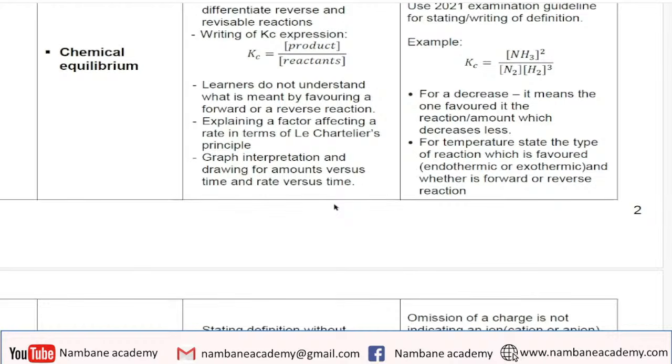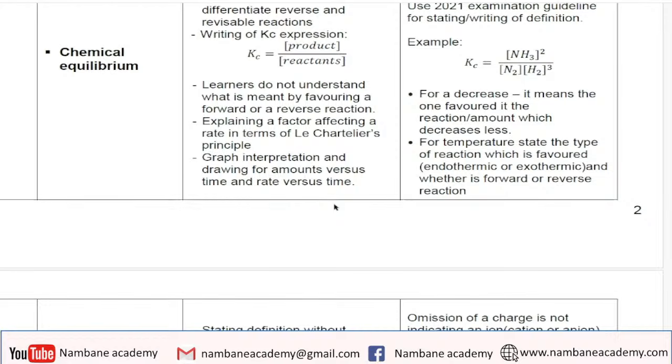So even here, with the response of the reaction, one, we must identify the disturbance. Two, talk to the response of the reaction. Three, talk to the reaction that is favored. And number four, talk to the implications. What are the implications? Implications are what will happen to the amount of the reactants and the products.